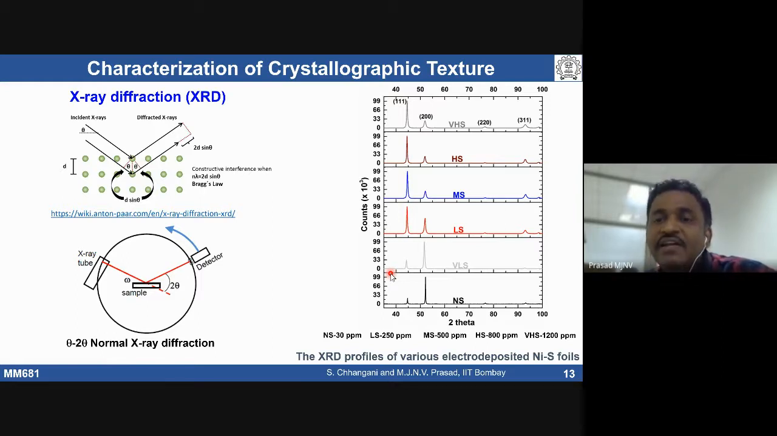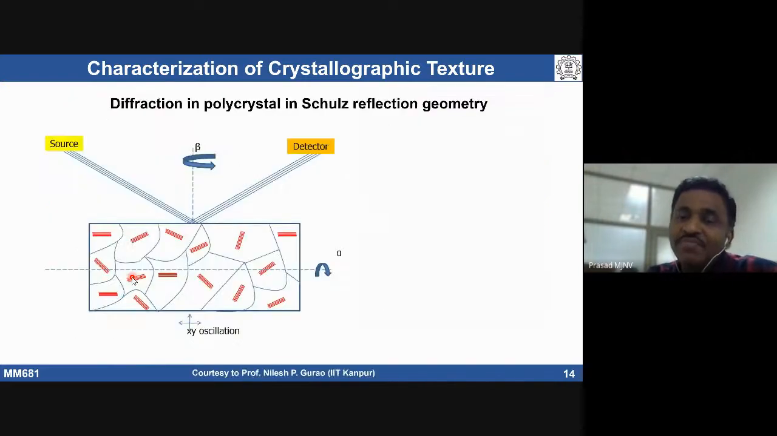Then, in order to quantify the texture of a material in a better manner, people still use X-ray diffraction, but with a different type of XRD machine. The instrument has a different setup. It's called a goniometer, for rotation, and we'll have a more complex goniometer. To quantify more precisely, people use diffraction in polycrystals with the Schulz reflection geometry. The geometry is slightly different.